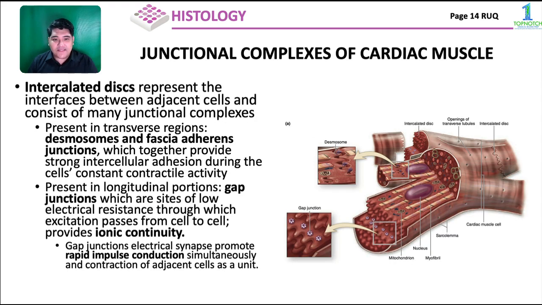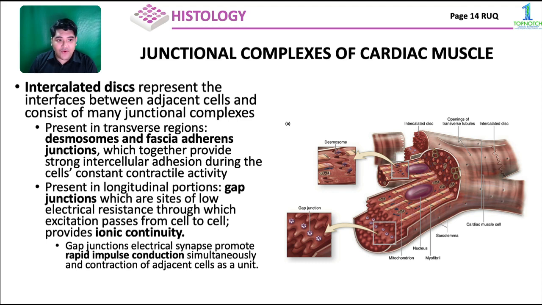Now, what are the junctional complexes of cardiac muscle? Ito, importante to, must know, your intercalated disc. Your intercalated disc represents the interface between the adjacent cells and consists of many junctional complexes. Now, present in your transverse regions, you have your desmosomes and your fascia adherens junction. Dito naman sa ating, itong transverse region ha, tapos ito namang longitudinal, okay, portion nyo, ayan. You have here your gap junction. Other term, nexus. Again, napag-usapan natin kanina, for rapid impulse conduction, important in the synchrony of contraction of the heart.